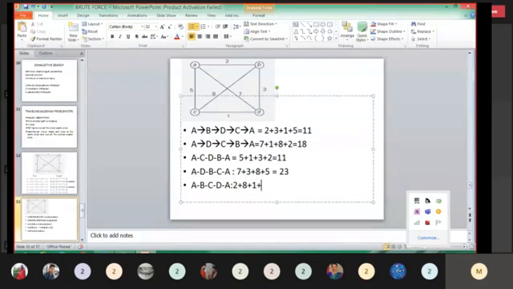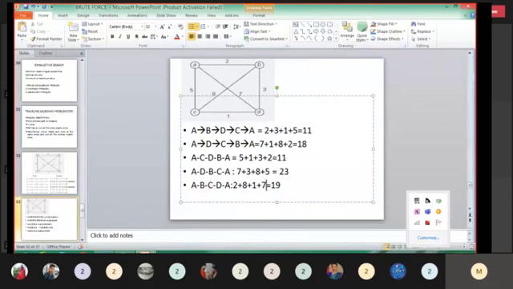Is it 19, right? 8 plus 8 is 16, 16 plus 2 is 18. D to A is 19? B to A, where is it? B to A is 7. Yes, this is 7. So 18. Okay, right.